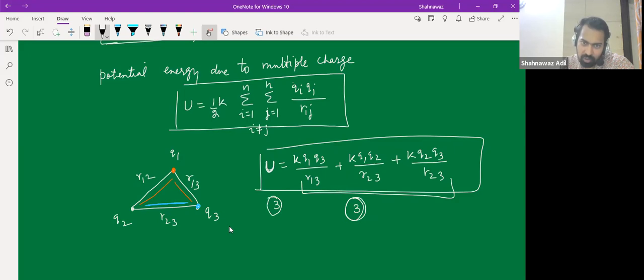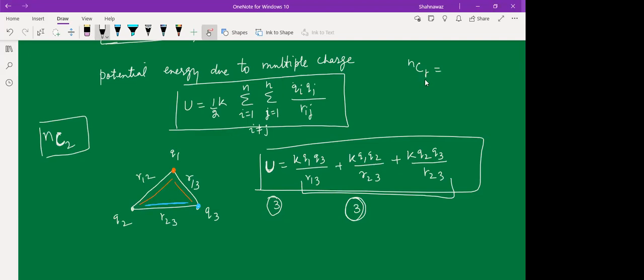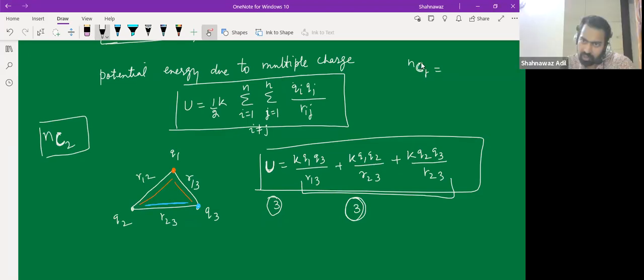So if we have n charges and we have to pick two, I can represent this by nC2, because you already know this combination. Can you tell me what is nCr? You have read about combinations, right? So what is nCr?